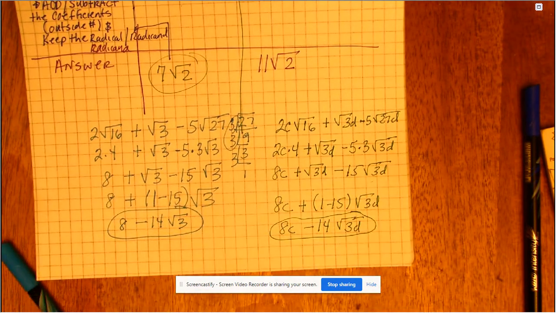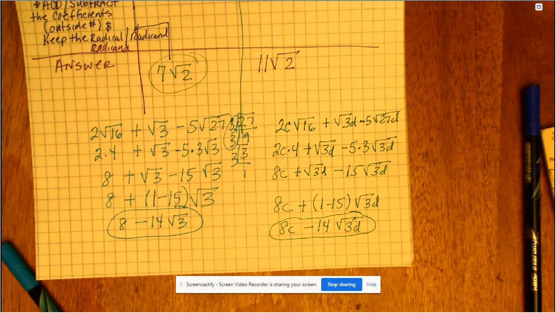And we'll do some more examples in class, and we'll build some in that have variables so we can see that as well. And that is how you add or subtract radicals.